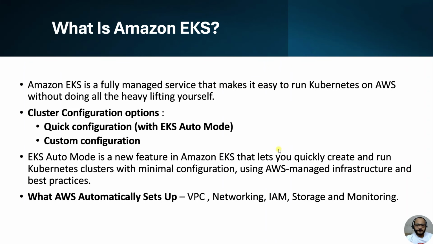So what is Amazon EKS? Amazon EKS is a fully managed service that makes it easy to run Kubernetes on AWS without doing all the heavy lifting yourself. What does it mean basically? You are not going to maintain most of the EKS cluster. The main part, or the brain of EKS, which is the control plane, is completely managed by AWS. So you are not going to manage it.